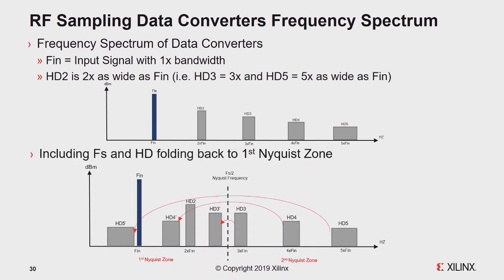Next, when we introduce the Nyquist frequency, like our sampling rate FS/2, the signal will fall back from Nyquist zone 2 to Nyquist zone 1 because of aliasing. That is the reason why frequency planning is really important, because HD3 falls back, HD4 falls back, and HD5 is really close to our F-in. It depends on your filtering capability and your SFDR spec.